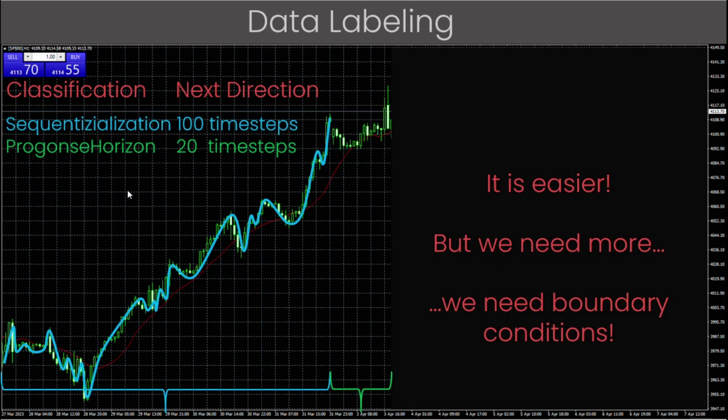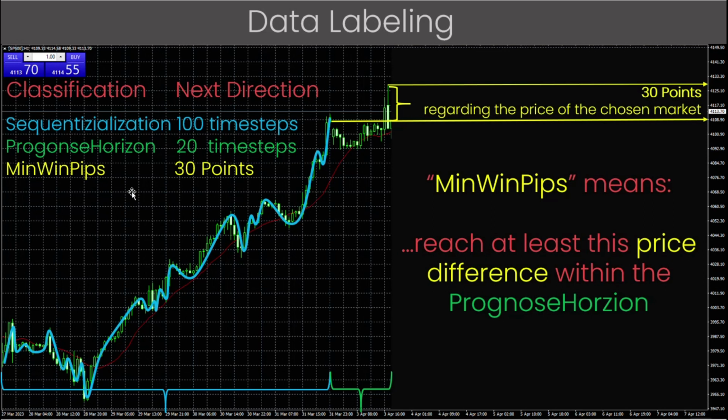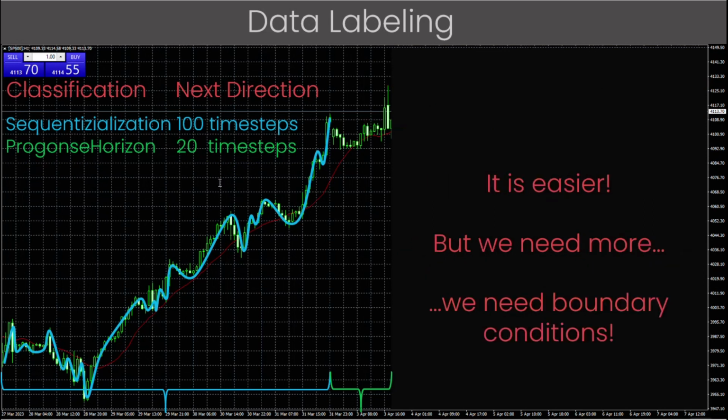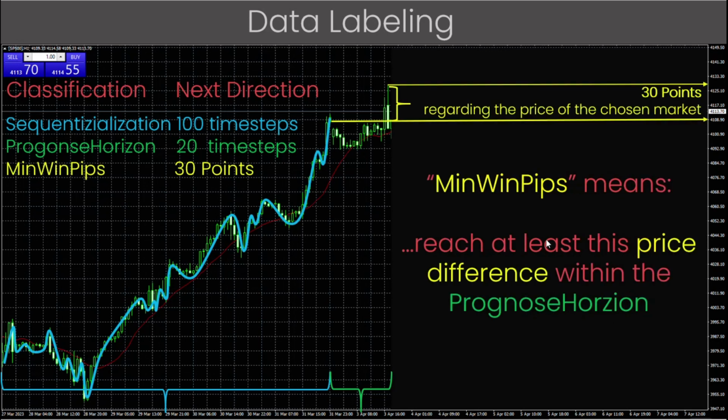So in this case, I will show you a classification. We use 100 time steps as input, and we look 20 time steps into the future. But why? Well, we have to define boundary conditions. When we say, okay, under these circumstances, I would rather go into the market with a buy order, and under these conditions, it would be a sell order. And under these conditions, I would do nothing because the price is just oscillating, nothing happens really, right?